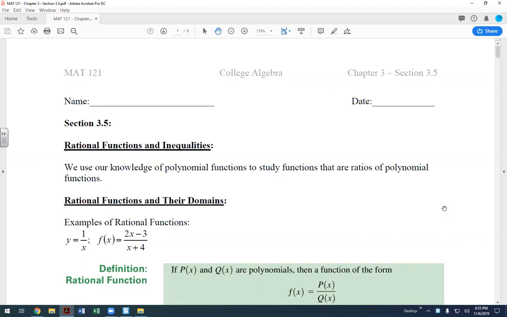So with rational functions, we're basically saying they're going to be ratios of polynomial functions. What that means is your numerator will be a polynomial function and your denominator will also be a polynomial function. It can have the form 1 over x, so that would be a very basic rational function. And then of course you can have where both my numerator and denominator are degree 1 polynomial functions, right? 2x minus 3 over x plus 4.